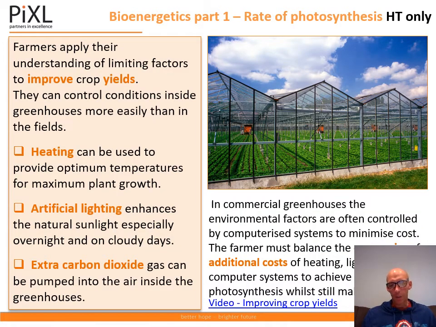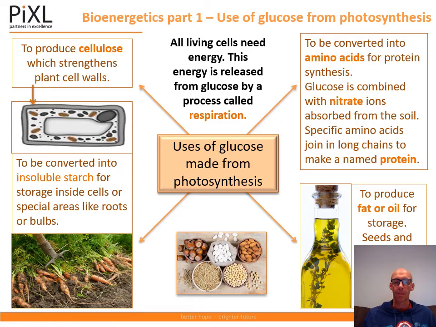So how do we use this? Heating in greenhouses, artificial lights, they can be on overnight, they can be on cloudy days, and extra carbon dioxide can be pumped into greenhouses. That means we can grow the plants much faster than they would do just outside on a farm. And then, as I said a few minutes ago, what do we do with the glucose? So, some of the glucose is used for energy. However, some of it is stored away in fat or oil in seeds.